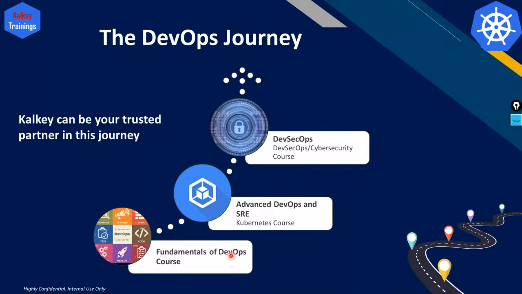So you will learn AWS, Linux, Git, Terraform, Ansible, Docker, and GitLab. Then there will be a very good project called the Capstone project. And after that, you will learn Kubernetes in our main course.